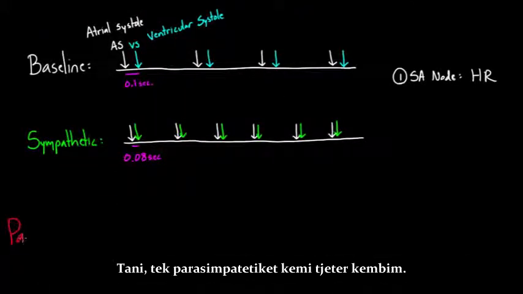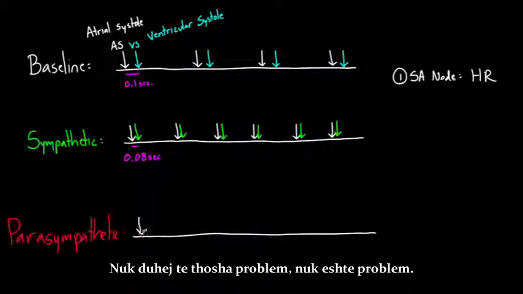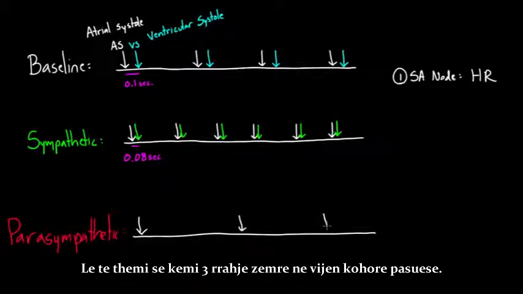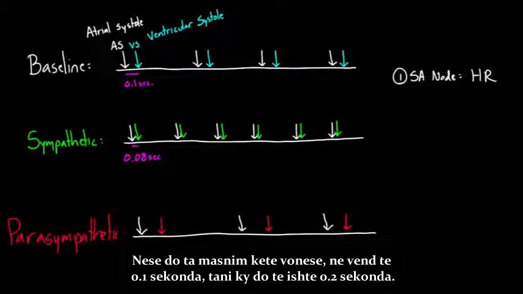So now with parasympathetics, you have basically the opposite change. You'd have, let's say, 3 heartbeats in the span of time we're following. And if you were to see the ventricles, they contract, but they contract with a much longer delay. So if you were to measure out this delay, instead of 0.1 seconds, now this is, let's say, 0.1 or maybe 0.2 seconds.